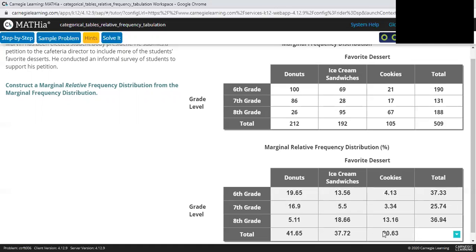So if you look at this and I asked you which of these desserts is preferred the most, you can tell me that donuts is, 41% of students prefer donuts. And then hopefully you're kind of putting together what this column should be here. What is percentage always out of? And that is our 100% right there. So you can complete your worksheet and try to create a marginal relative frequency distribution table yourself.